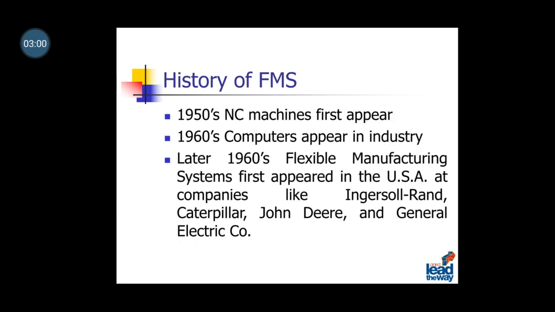If we discuss the history of FMS, in the 1950s NC machines first appeared, and in the 1960s computers appeared. Later in the 1960s, flexible manufacturing systems first appeared in the USA at companies like Caterpillar, John Deere, and General Electric Corporation.